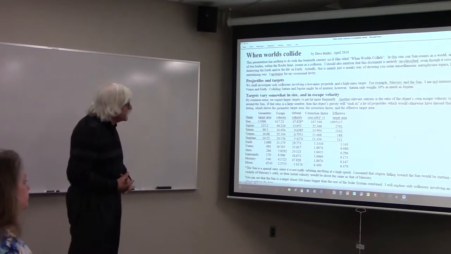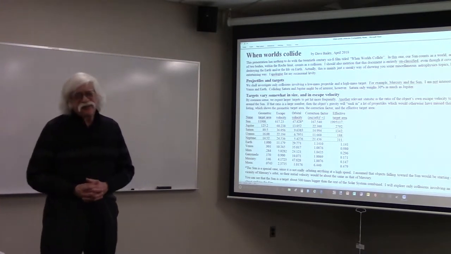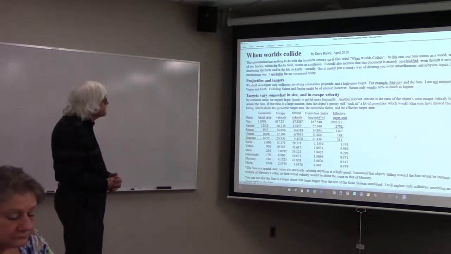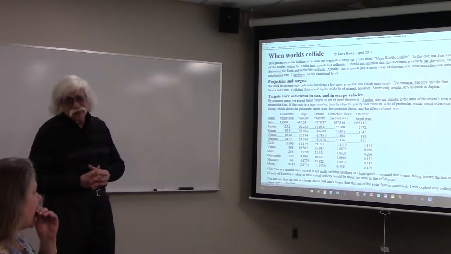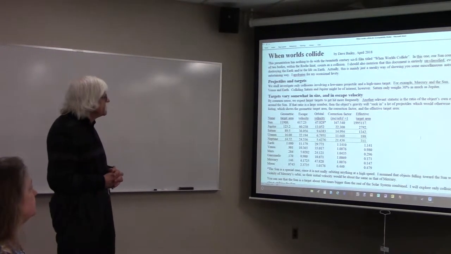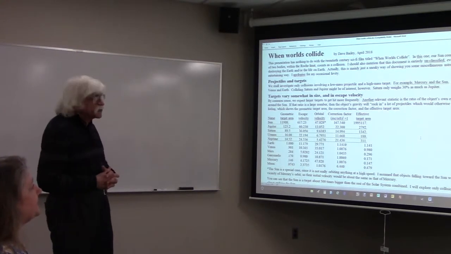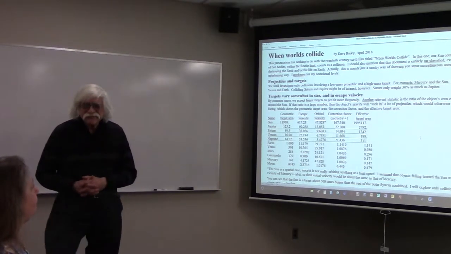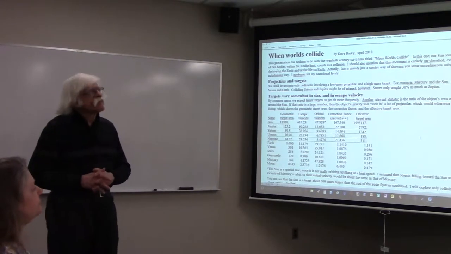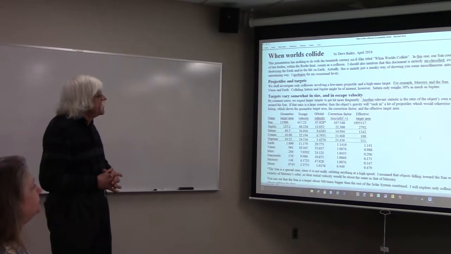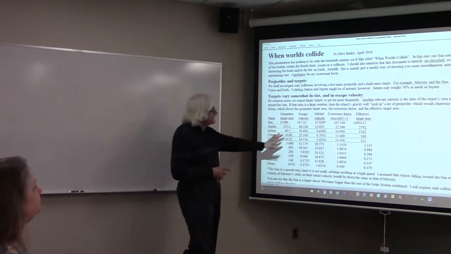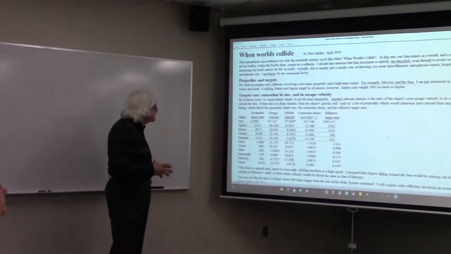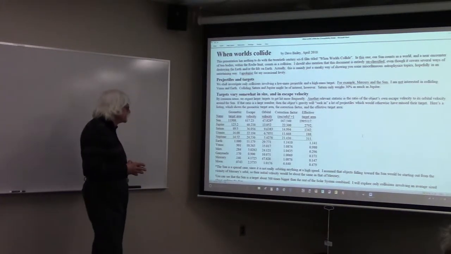Okay, when worlds collide. Well, this has a nice title, anyway. In this one, our sun counts as a world, and an encounter of two bodies within the Roche limit counts as a collision. We've got a chart here that gives target areas for solar system objects.